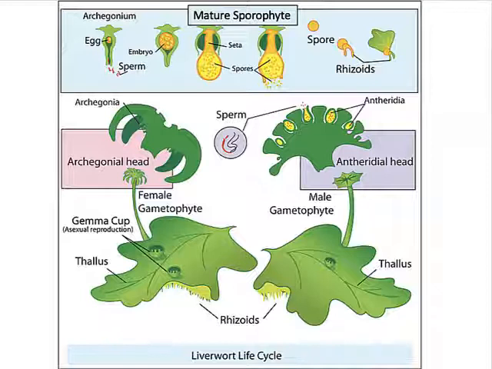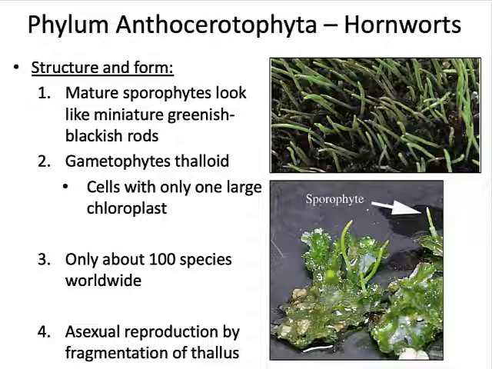In this figure, it gives us yet another view of the archegonial head and the antheridial head that produce the eggs and sperm on a thalloid liverwort. Next up, we have phylum Anthocerotophyta, which is the hornworts.